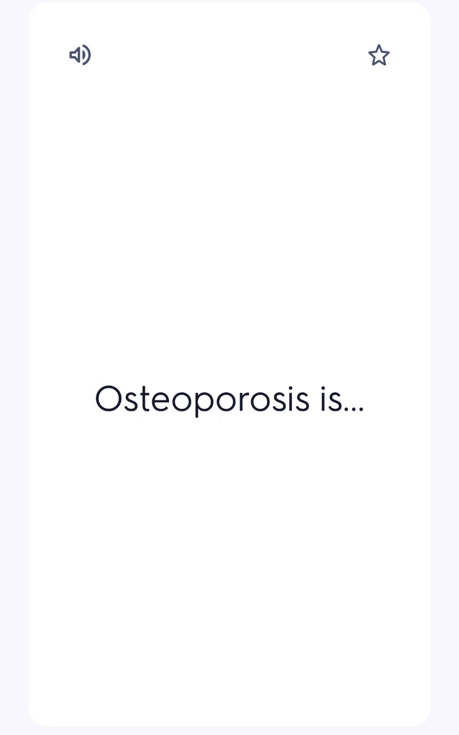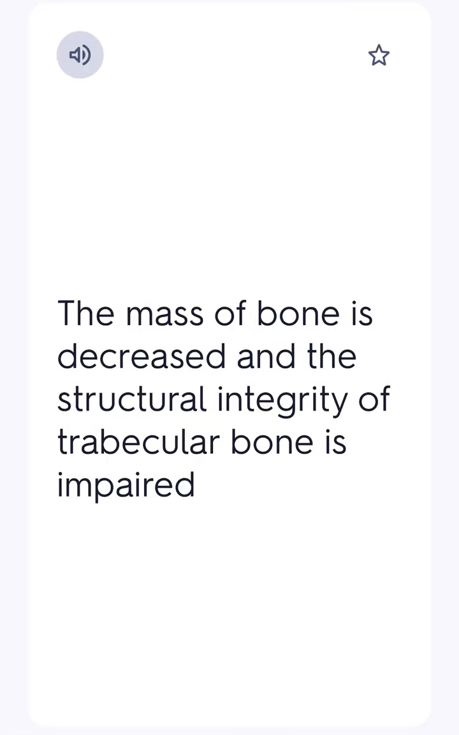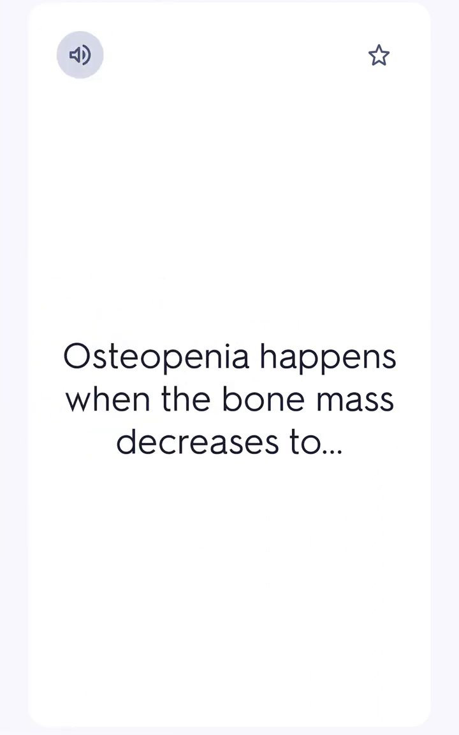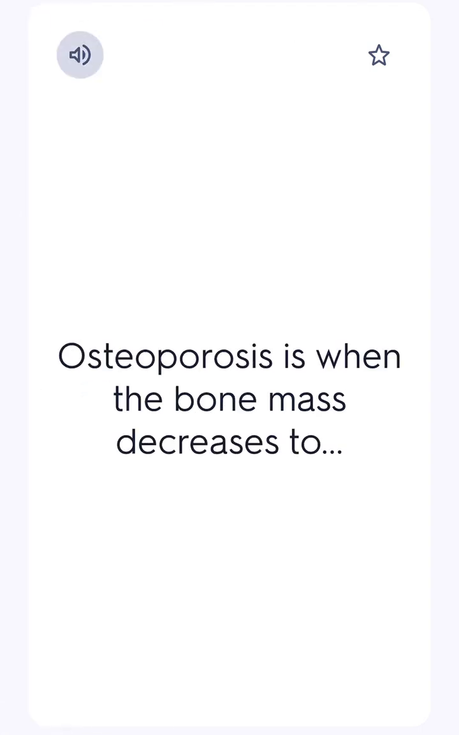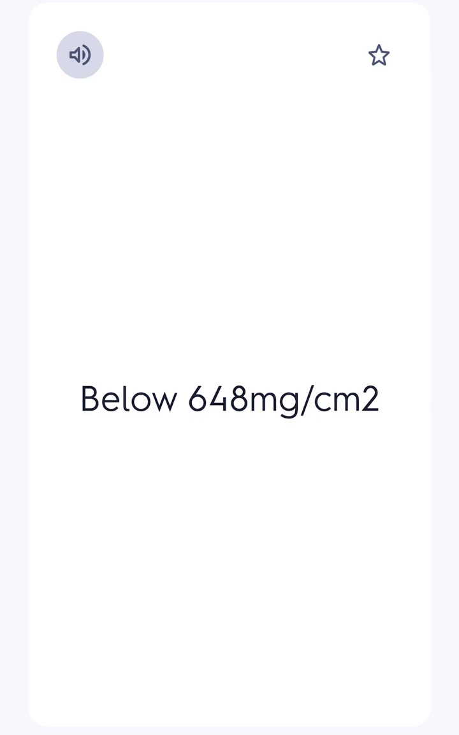Osteoporosis is when the mass of bone is decreased and the structural integrity of trabecular bone is impaired. Osteopenia happens when the bone mass decreases to 833 to 648 milligrams per square centimeter. Osteoporosis is when the bone mass decreases to below 648 milligrams per square centimeter.